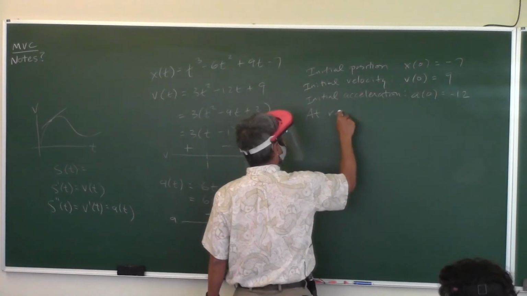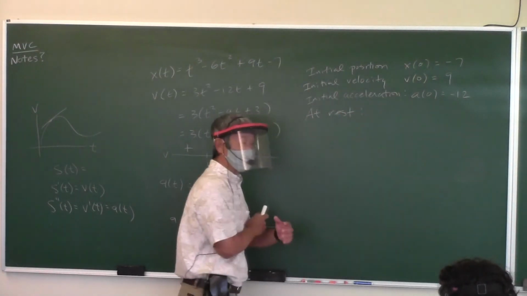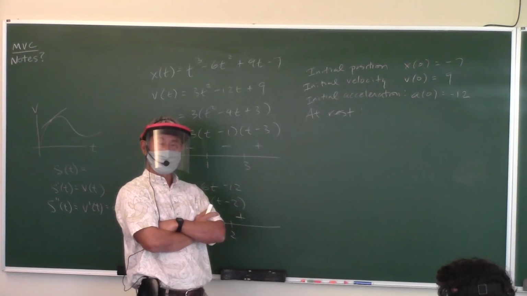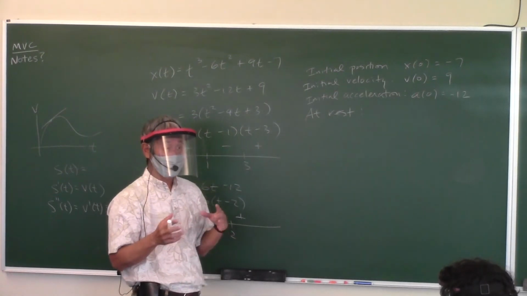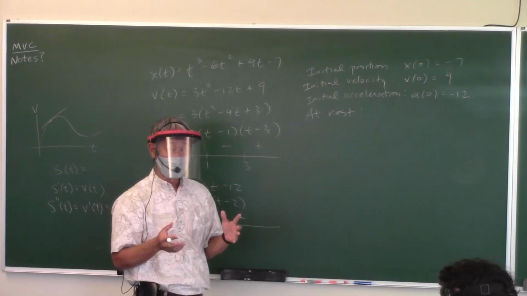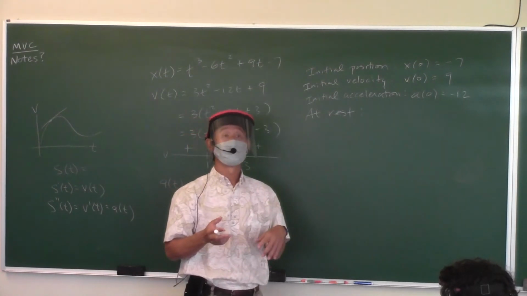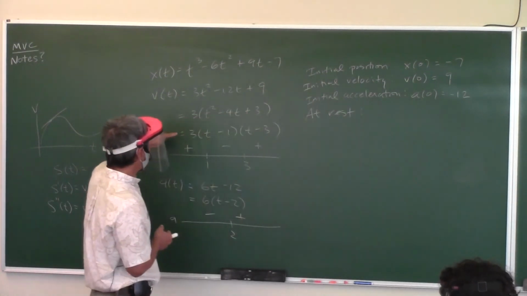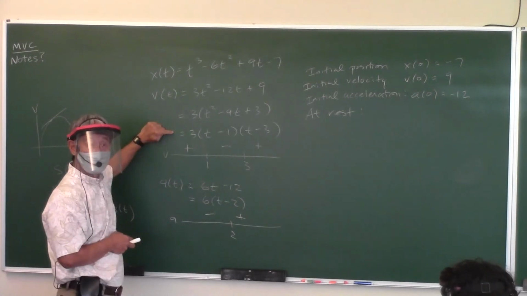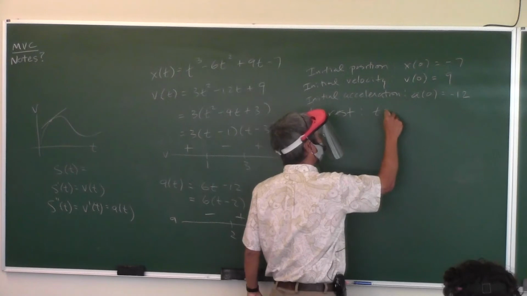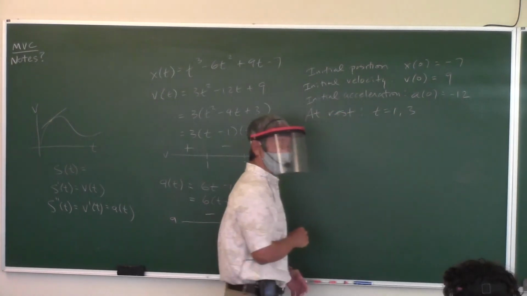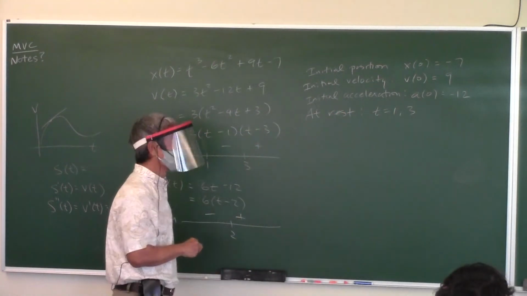When is the particle at rest? That's something from physics, right? At rest. Well, what does at rest mean? That means it's not moving at all. And if the particle is not moving at all, its velocity is 0. So here's the velocity. What will make this 0? 1 and 3. So at t equals 1 and t equals 3, that's when the particle is at rest.